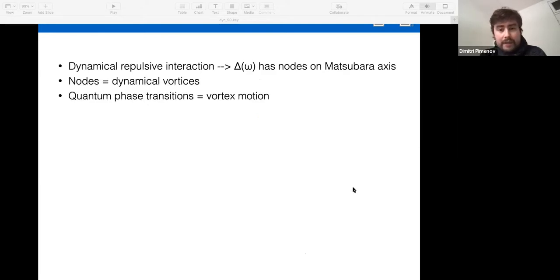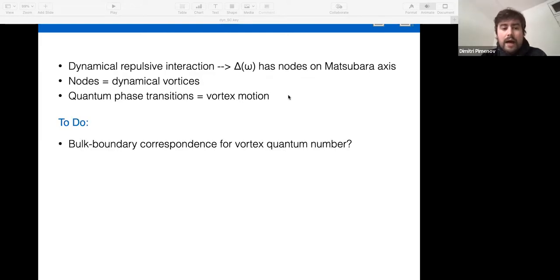With this, let me summarize. We saw that a dynamical repulsive interaction leads to a gap function which has nodes on the Matsubara axis. These nodes can be interpreted as dynamical vortices, and the quantum phase transitions in the problem can be interpreted in terms of this vortex motion. One thing one could try to do is extract some more physical properties from this vortex quantum number, maybe some kind of bulk boundary correspondence similar to topological insulators.